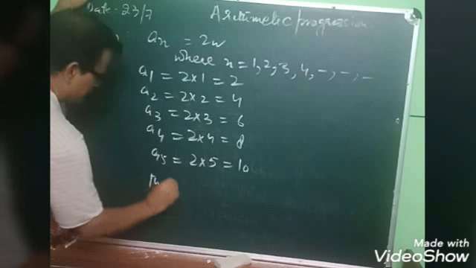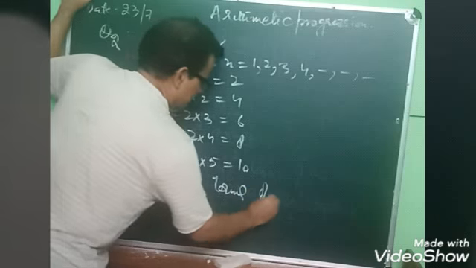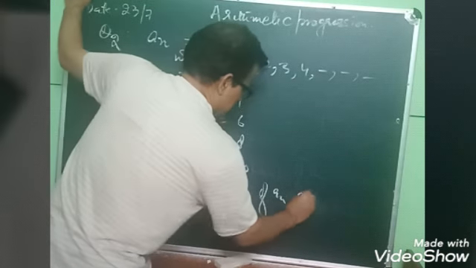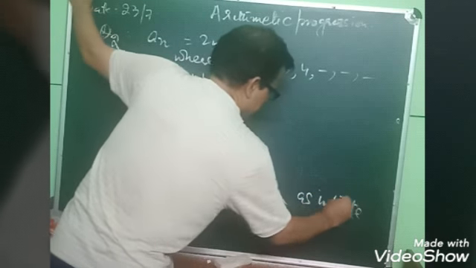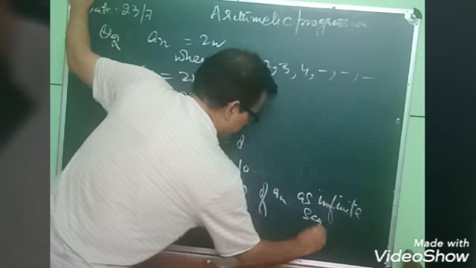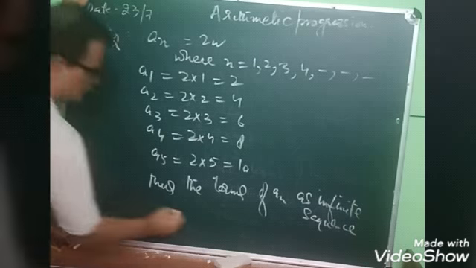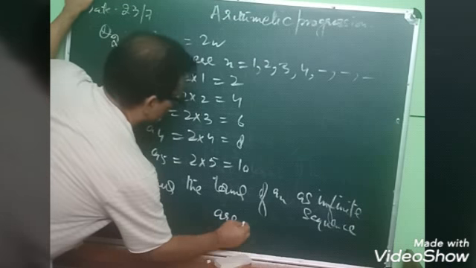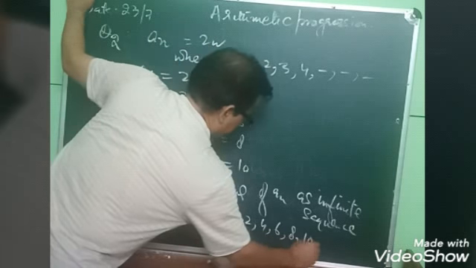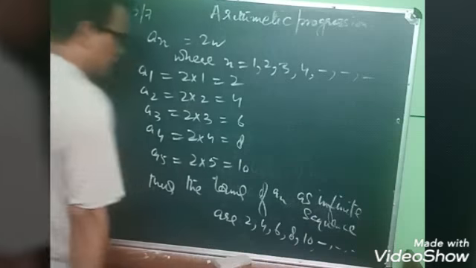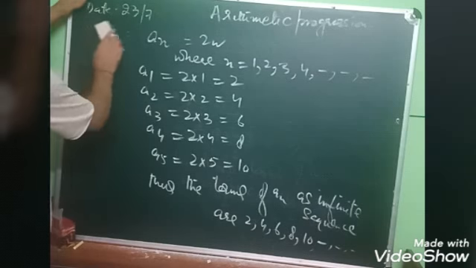Thus, the terms of an as an infinite sequence are 2, 4, 6, 8, 10, dash, dash, dash. So this is an infinite sequence. Next question we will do.